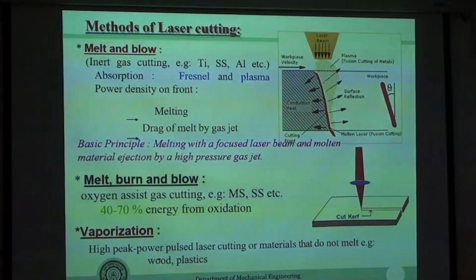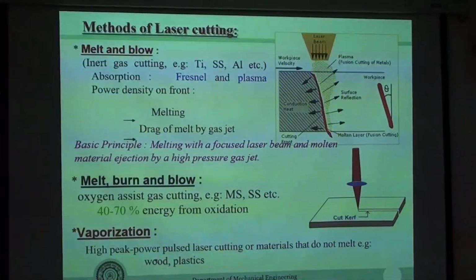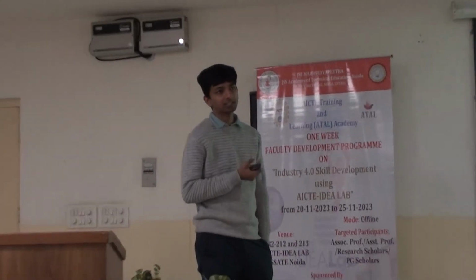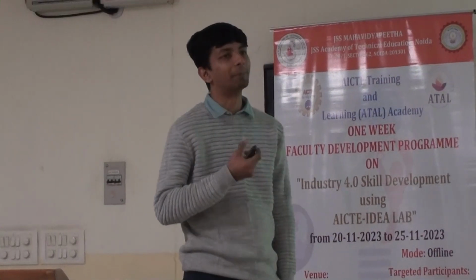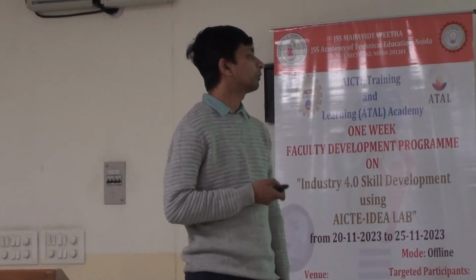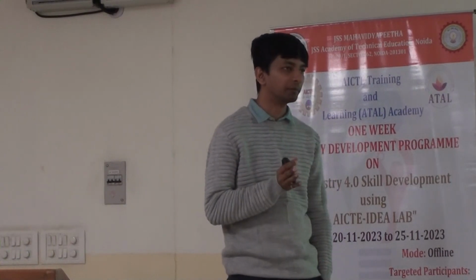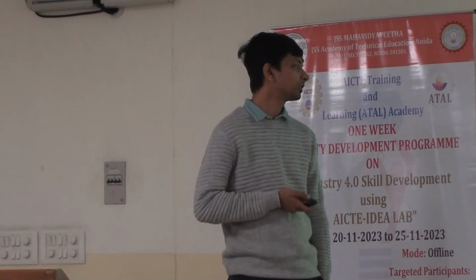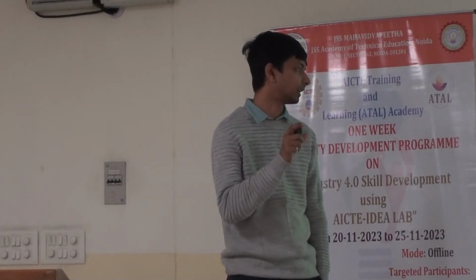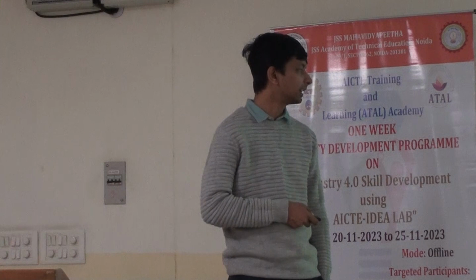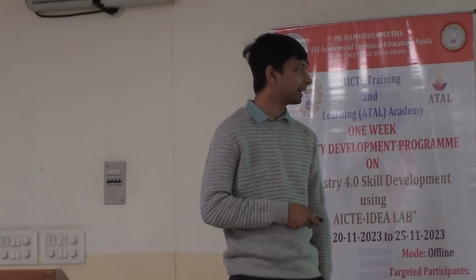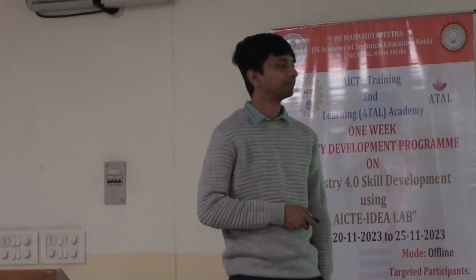There can be another mechanism for those materials, for example wood or plastic, which we cannot melt. So what we can do is we can have very high peak power and vaporize the material. Okay, and then we use some kind of mechanism to blow away the vaporized material or that residue. So the third mechanism is vaporization, and that is predominantly used for cutting of wood and plastic. Okay.